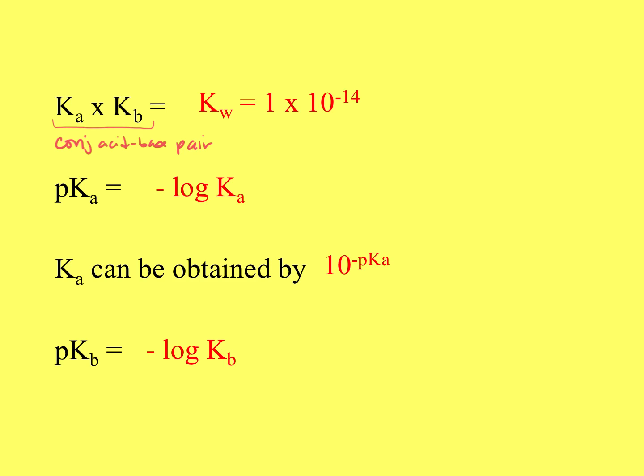Okay. We spoke earlier about what it means to have a p in front. The p means just take the negative log of that. And you can go backwards to find the Ka by going 10 to the negative pKa power to find out what the Ka value is. Okay, and you don't have to know this, but you might find it useful to know that pKa plus pKb equals 14. Once again, that also refers to the conjugate acid-base pair.